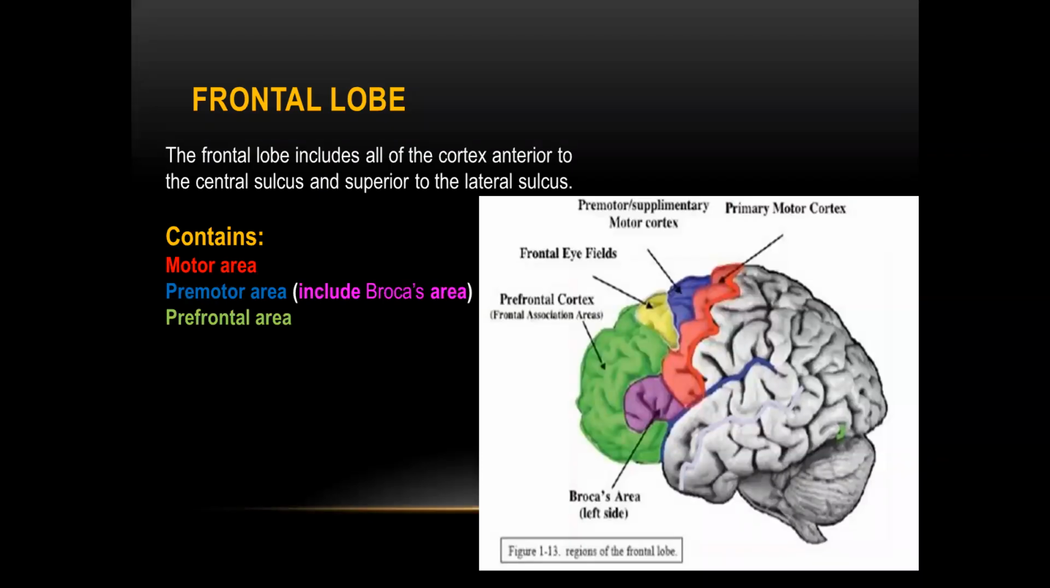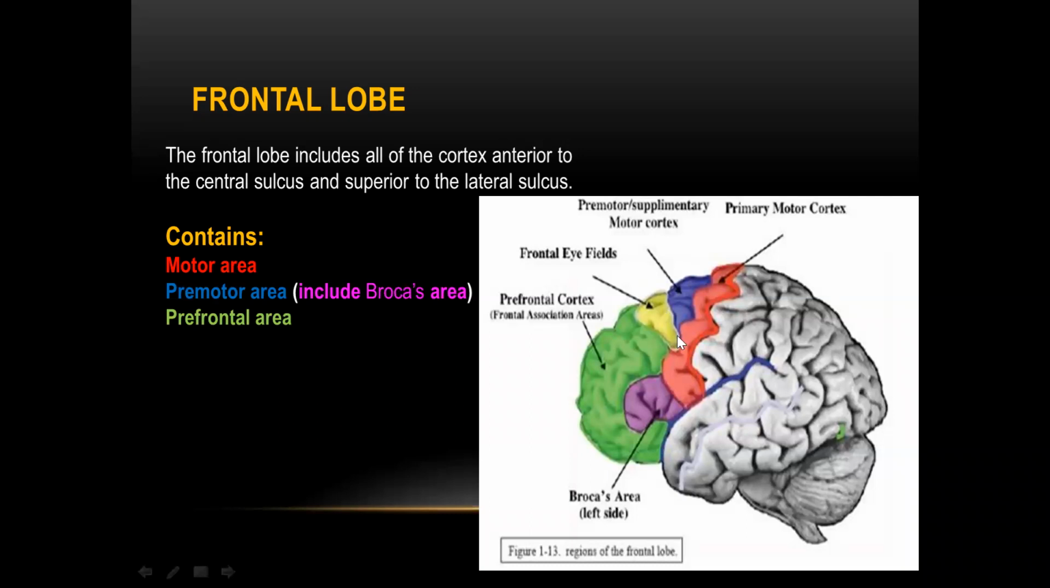Now we take each lobe separately. The frontal lobe, as we said, is located anterior to the central sulcus. Here is the central sulcus, and the frontal lobe is all this part anterior to the central sulcus and above the lateral sulcus. The areas of the frontal lobe: the precentral gyrus, also called the motor area, is responsible for the motor activity of the body. Anterior to the motor area is the premotor area. This is the premotor area.